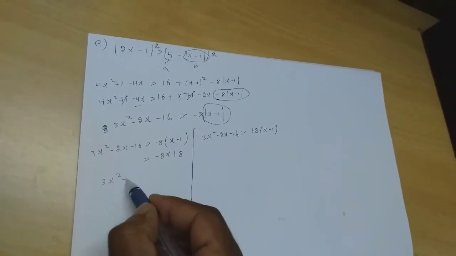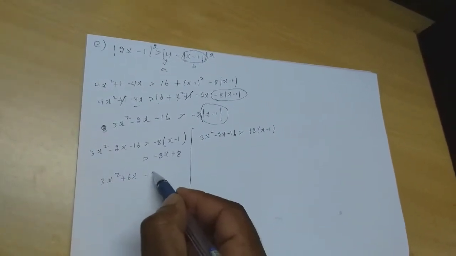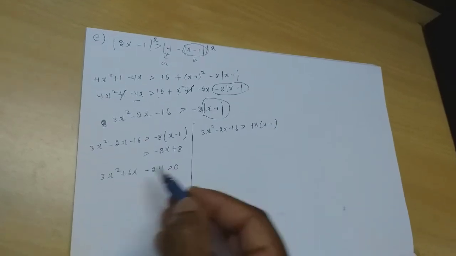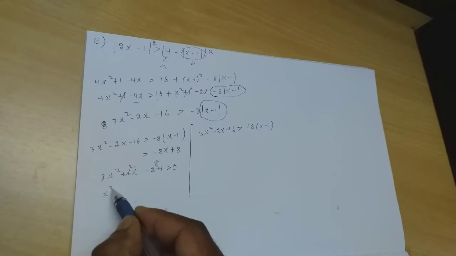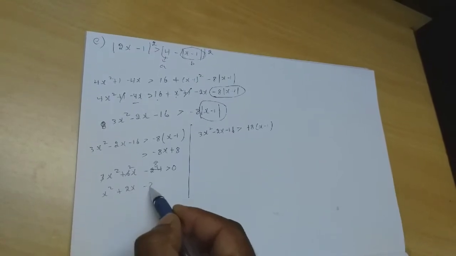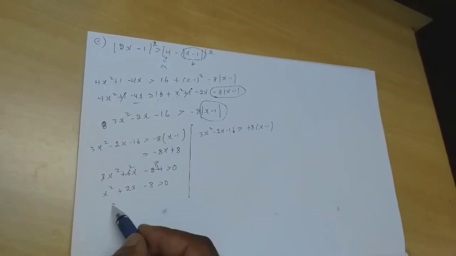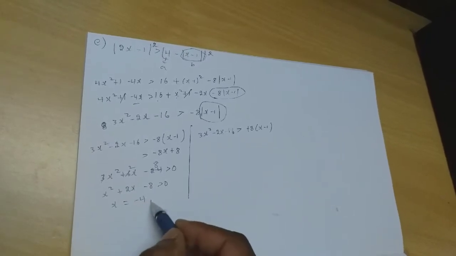3x² + 6x − 24 greater than 0. All goes in the 3 table, so cancel it out. So x² + 2x − 8 greater than 0. So the values for x that I get are −4 and 2.